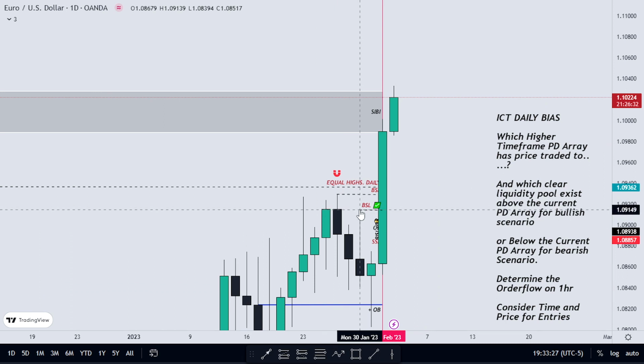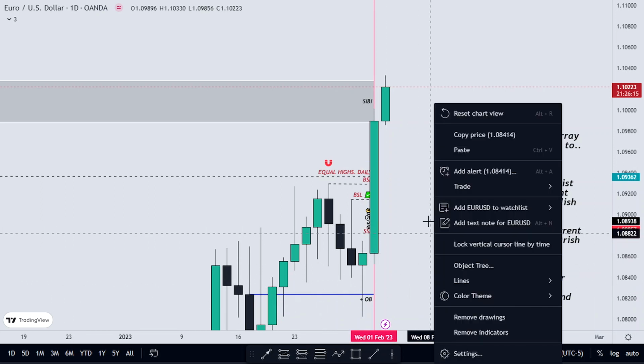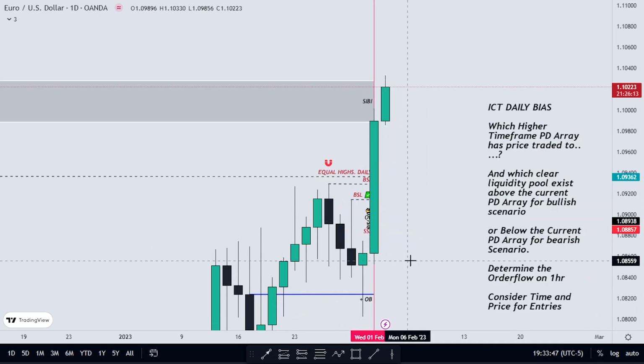So to me, this was a liquidity pool untapped, as well as this high liquidity pool untapped, as well as the external liquidity pool, which is the equal highs, and then this CB. Okay, so these liquidity pools were very clear. So I thought that we may expand on the 1st February, which is today, to some of these liquidity pools.